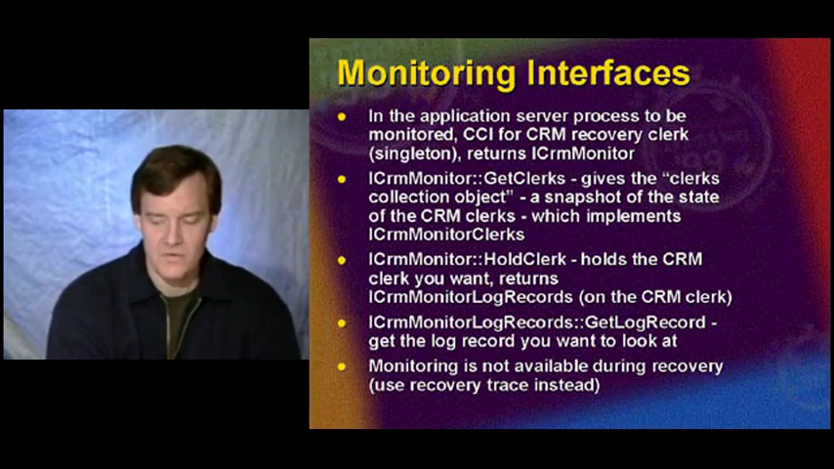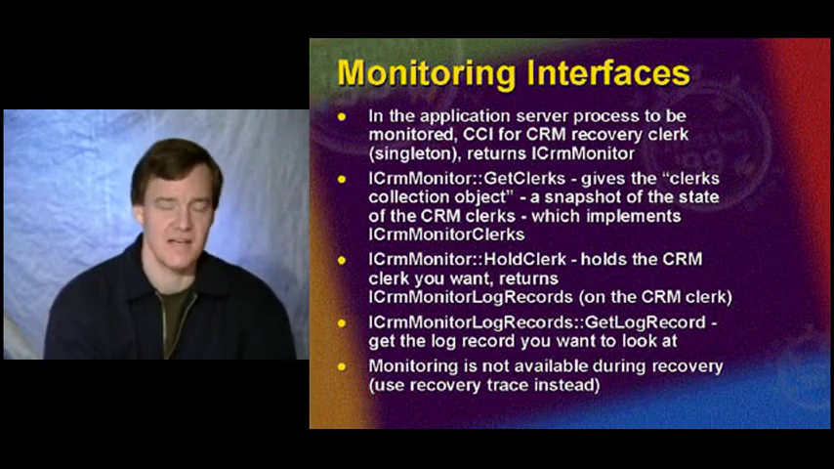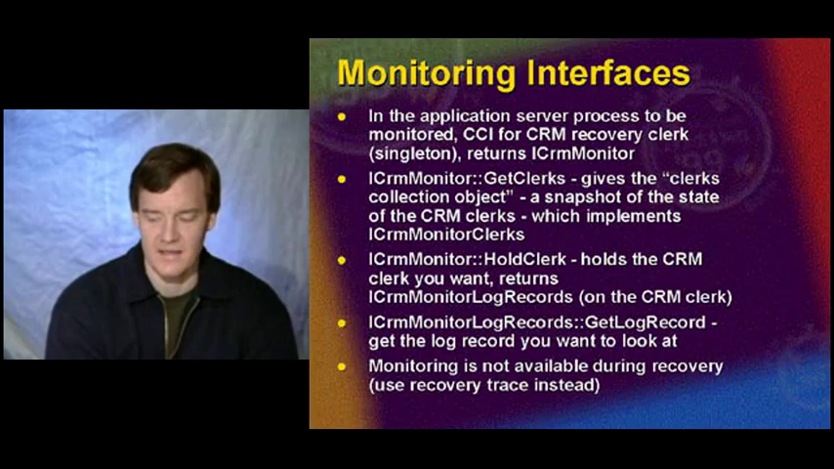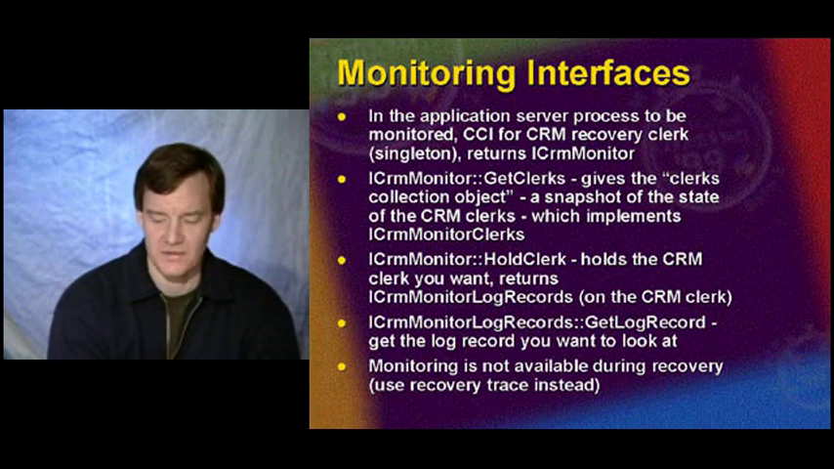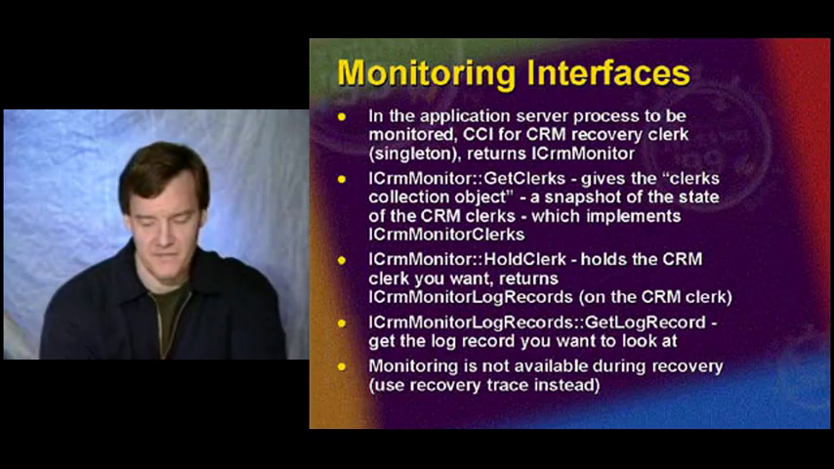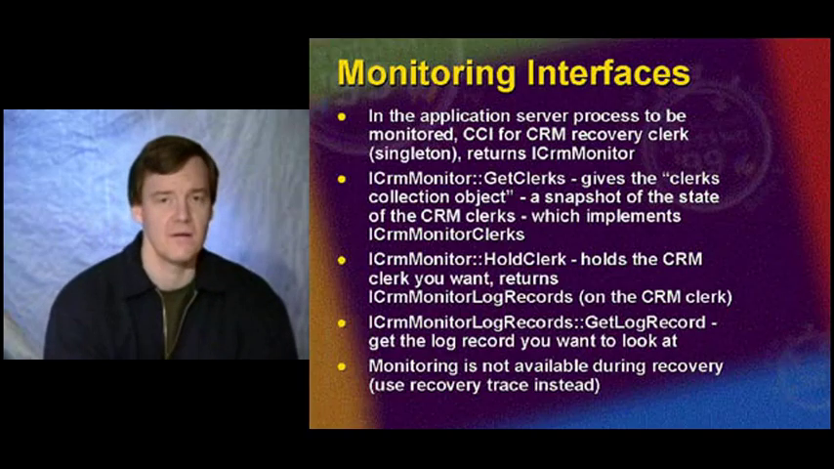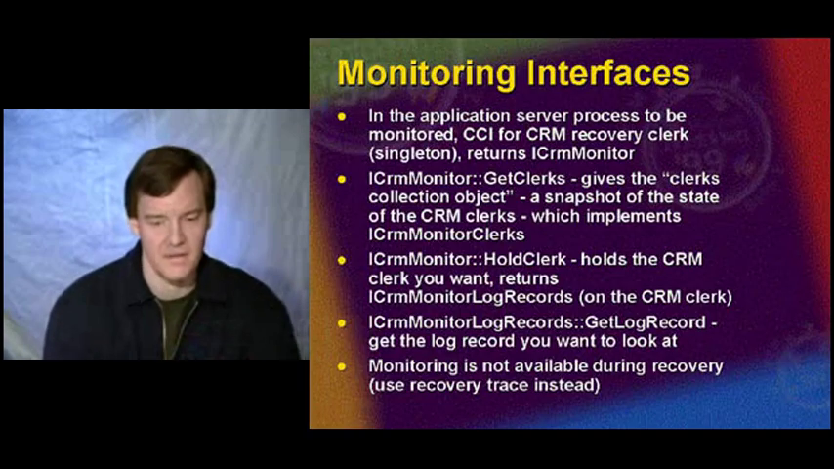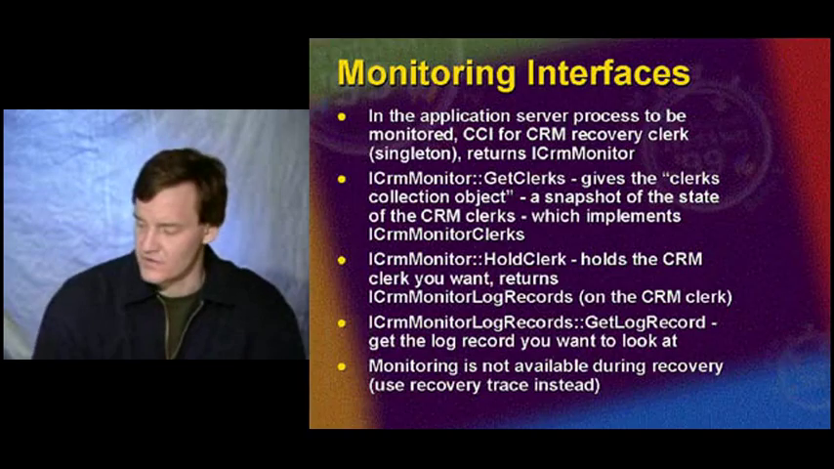You use that snapshot to search through and find, say, the transaction you want, or the activity ID, or the description of the CRM transaction. You then say, hold that specific clerk, and you'll get an interface on that clerk which allows you to drill down and look at specific log records. And we don't do monitoring during recovery. We have another feature called recovery trace, which you can turn on via registry flags, which will dump out some information and help sort out the recovery.